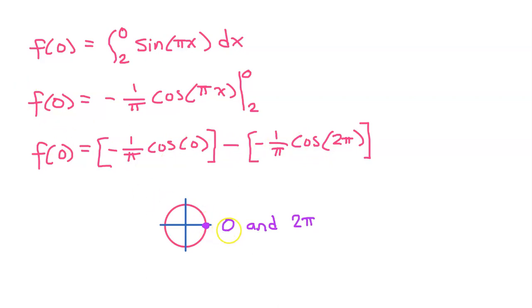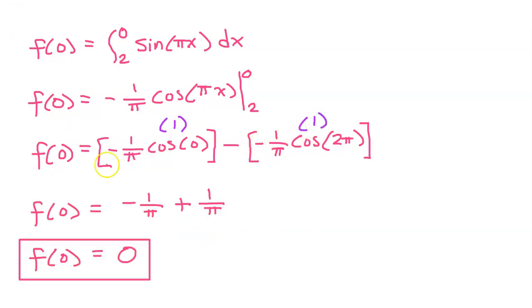The cosine of 0 and 2 pi are both 1. So we have negative 1 over pi times 1 minus negative 1 over pi times 1. But that's just negative 1 over pi plus 1 over pi, which equals 0. So f at 0 equals 0.